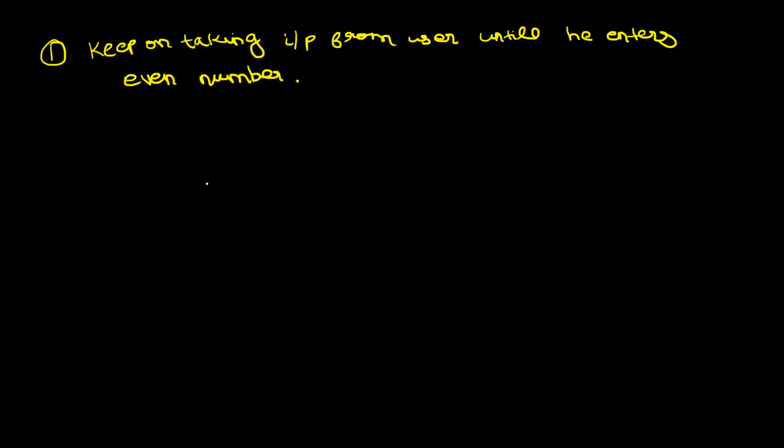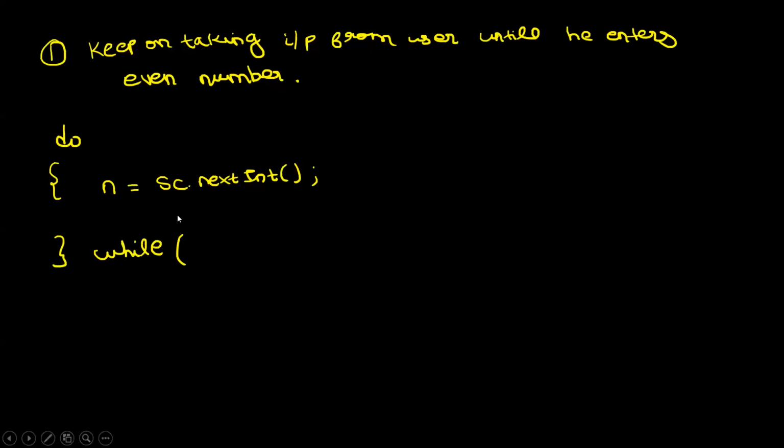So tell me, guys, first of all, you will have to take an input and then only you will check whether it is even or odd, right? Your first job should be, irrespective of anything, first take input and then only your condition checking will come into picture. So can't I tell you something like this? Do. First of all, take an input, n is equal to sc dot nextInt. First of all, take an input from the user. Do this, and I will then say while I want to take input until he enters an even number. The moment an even number is entered, I should stop. So what should be the condition I should write here? Can anybody help me?